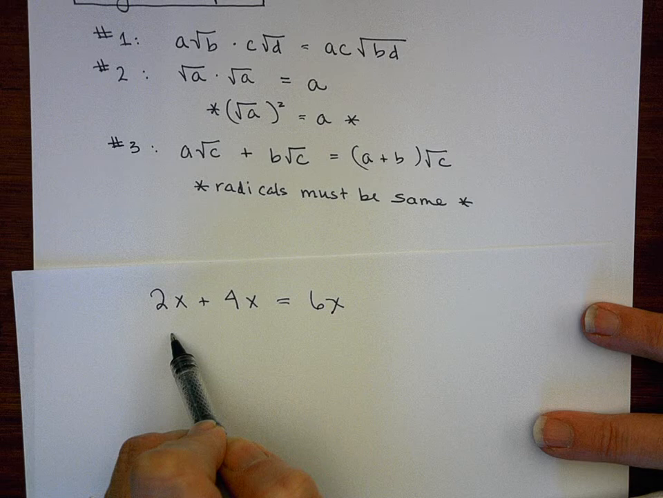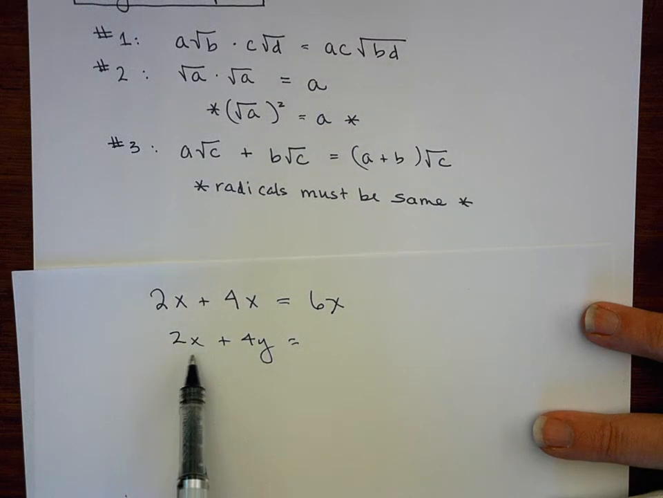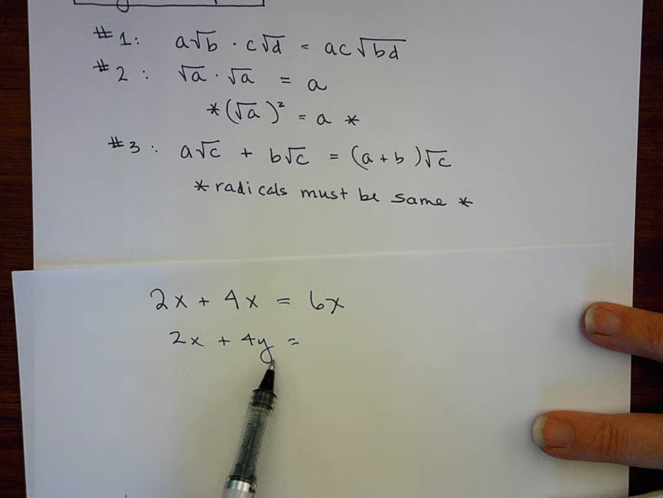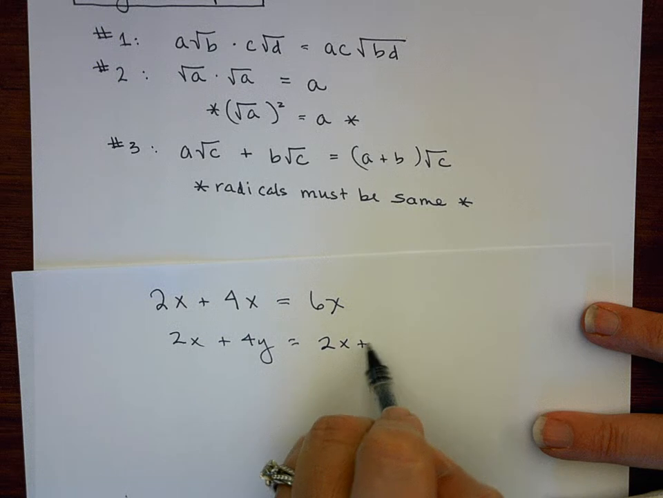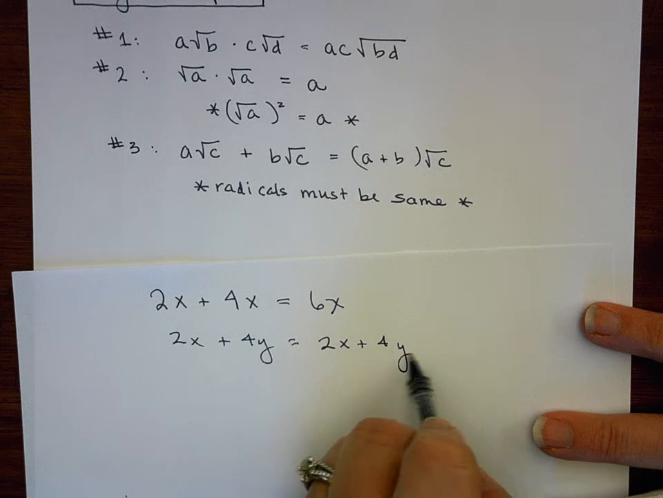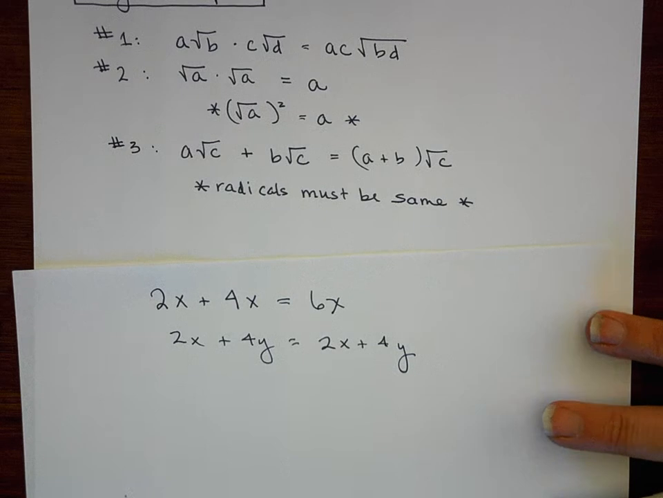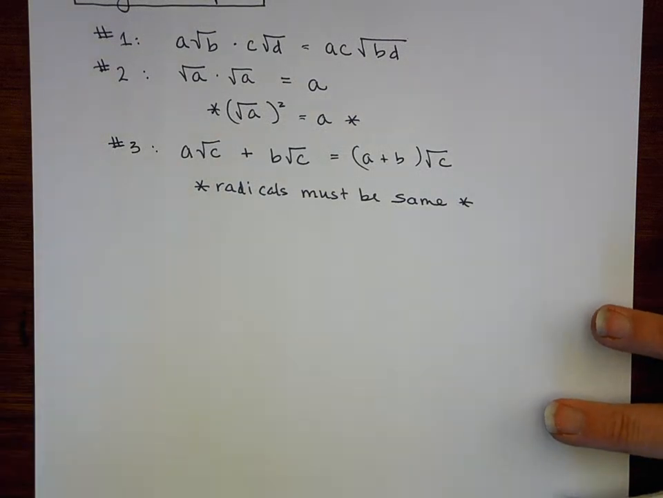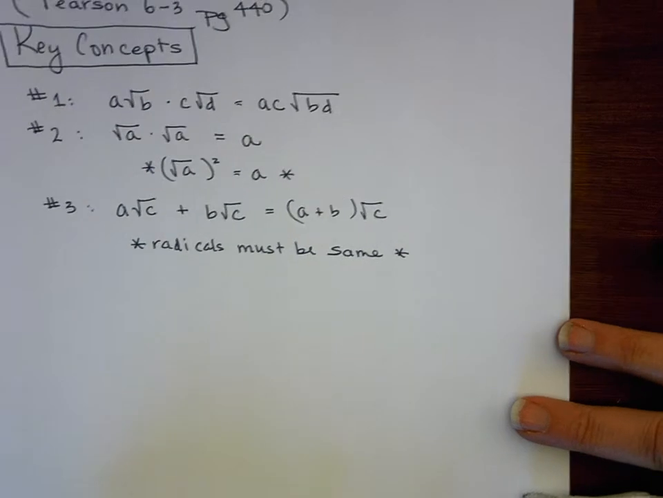And so here, if I had 2x plus 4y, this is saying I have 2 x's that I'm adding, I have 4 y's that I'm adding, so I'm not adding x's and y's, right? I can't do that, so this doesn't simplify and would just stay as 2x plus 4y. And so that's the same idea as radicals. So just as a short little example, just to remind us of each of these.